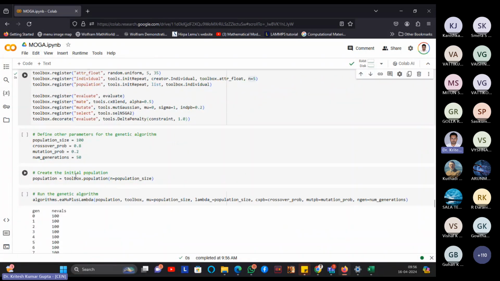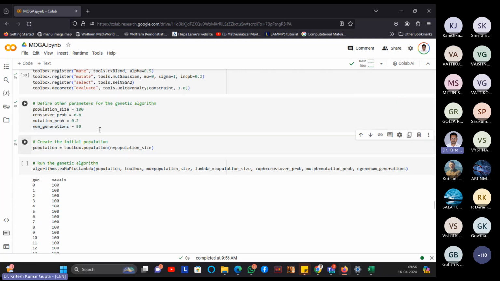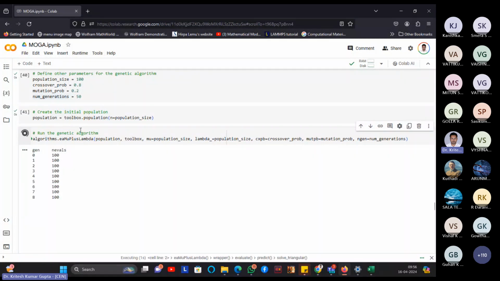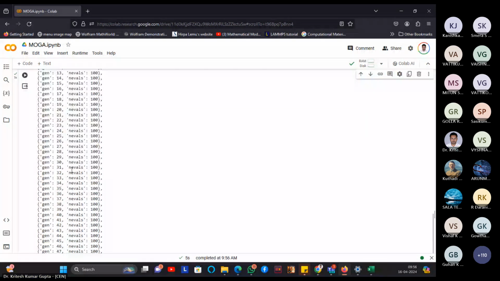So now there are certain parameters associated with the genetic algorithm. That is population size. I'm going with 100. Crossover probability. I'm going with 80%. Mutation probability. I'm going with 20%. Number of generations is. We will discuss all these things in coming classes. But for now, I just want to demonstrate how you can use this DEAP package for NSGA multi-objective optimization.